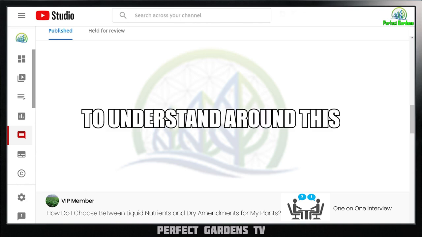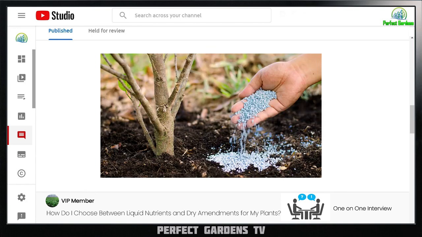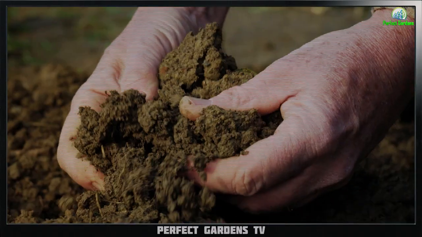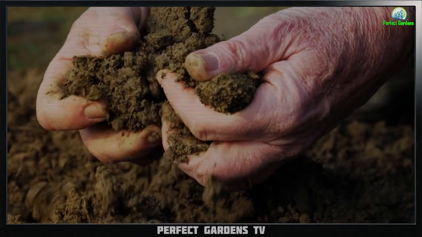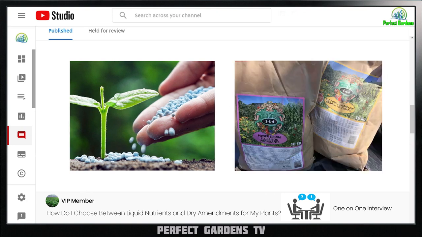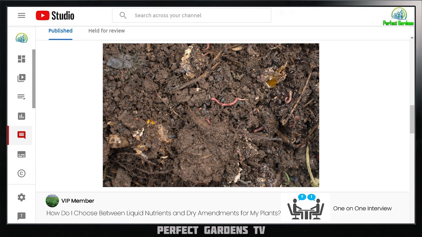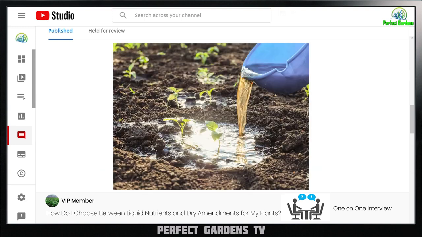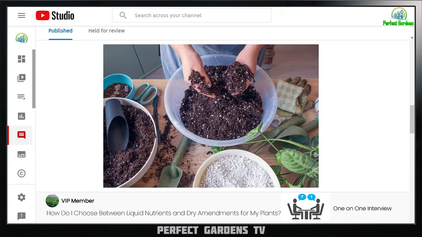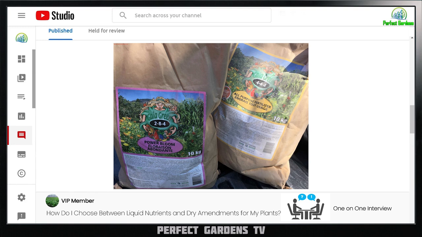So the key to understand around this entire process of giving nutrients to your plants is in the beginning of your grow, before you even plant a seed, you kind of have to make the decision: synthetic liquid nutrients or dry amendments. And you use soil biology with both synthetic nutrients and dry amendments. So in the very beginning, if you start off using liquid nutrients and don't amend your soil with something, then it's going to be very, very difficult to want to convert over to dry amendments in the middle of a grow.